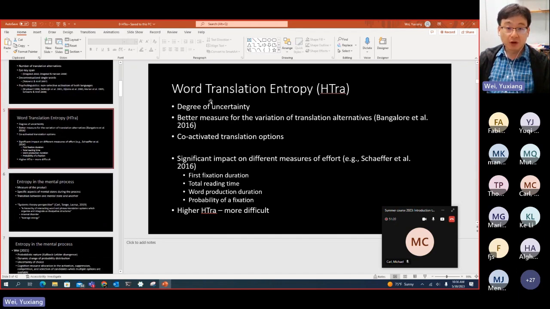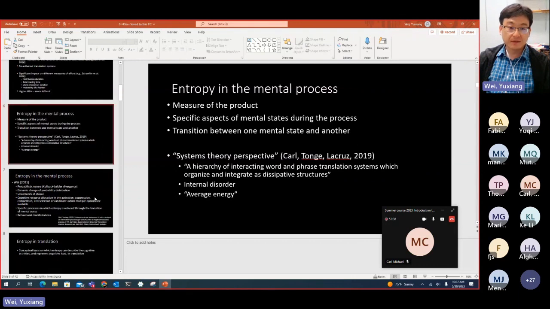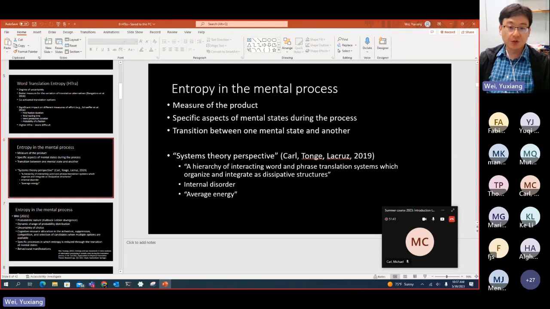This is about the product. Now, all these measures were simply about how we count the translation alternatives and how that value can statistically relate to various aspects of the behavioral data. When we use it to describe the mental processes, in addition to the use of it as a measure of the product.